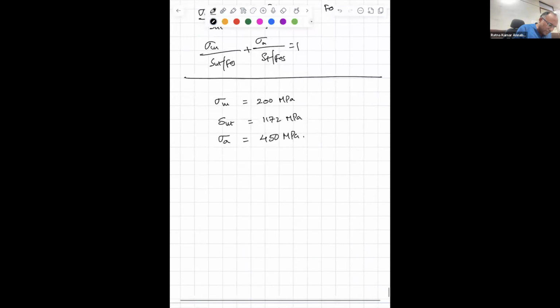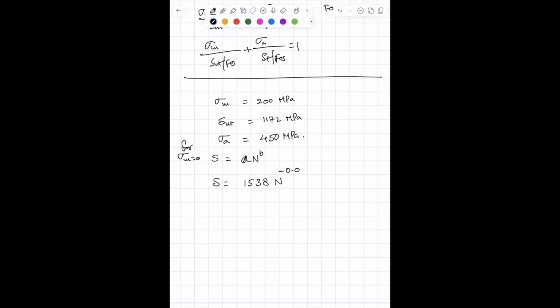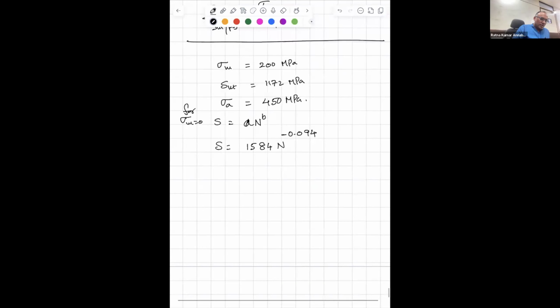So that's the data for the given table, given at sigma m equal to 0. S is equal to A n to the power B, that is S is equal to 1584 times n to the power minus 0.094. So what he is asking is, what is the life expected if the stress amplitude is 450 MPa and mean stress is 200 MPa? What he is asking is the following.